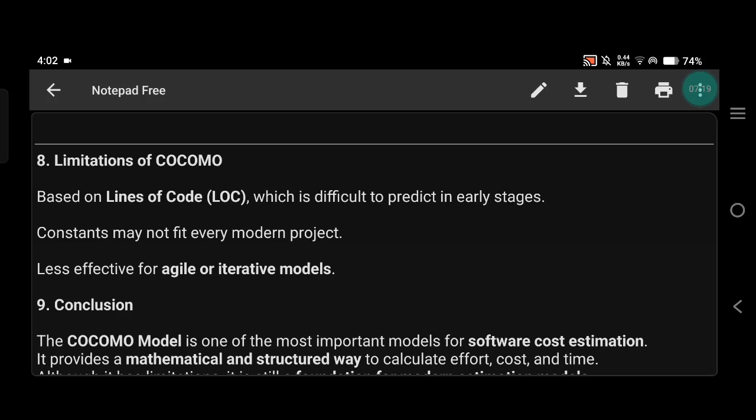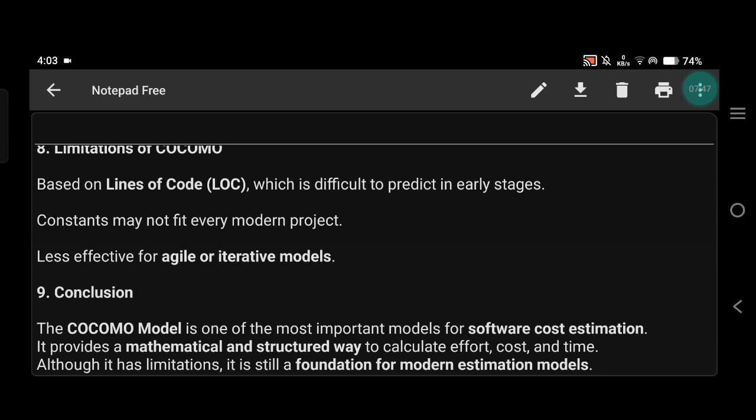Then we can see limitations of COCOMO. It depends on lines of code, LOC, which is hard to predict in early stages. The constants may not fit every modern project, and it is less effective for agile or iterative development models.